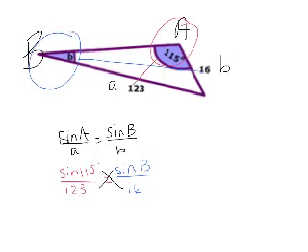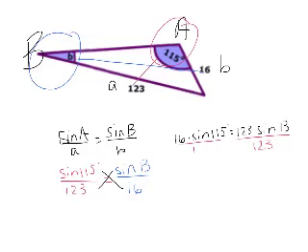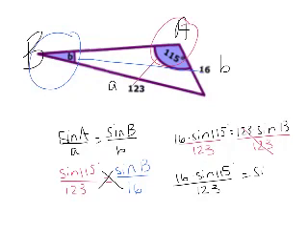I'm going to cross multiply now, which leaves me with 16 times the sine of 115 degrees is equal to 123 times the sine of big B. I want to get B all by itself, so I'll start by dividing each side by 123. They'll reduce on this side, and I'm left with all of that stuff is equal to the sine of big B.